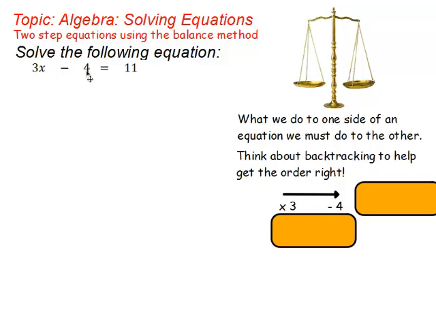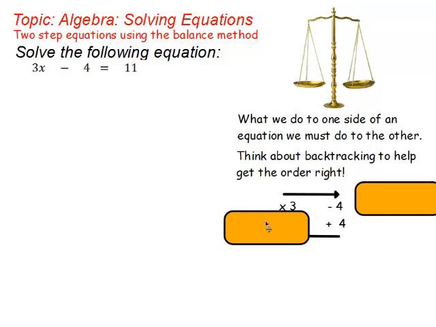Times 3, take 4. Then remember in backtracking, when we backtrack, we do the opposite. Instead of taking 4, we add 4. And we have to do that first. And then we've got to divide both sides by 3. So the backtracking, why we did it was to help you get the idea of the order. We must do it in the same order as we would have done in backtracking. We first of all got to add 4 to both sides. Clear about that?